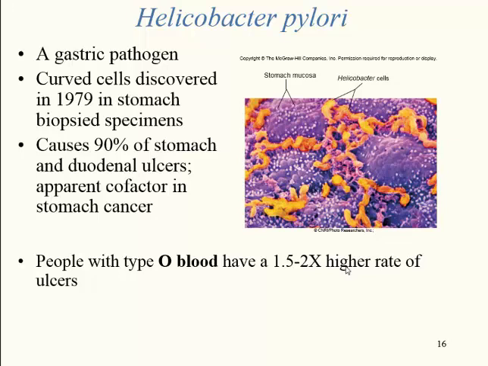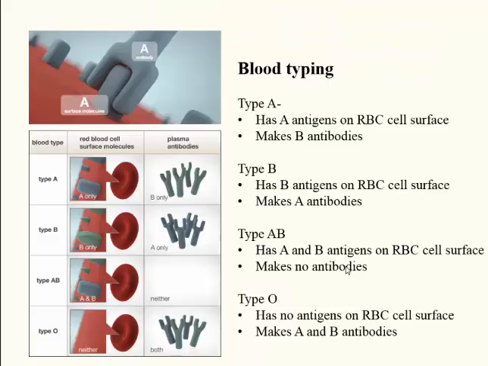And so I want you to reflect on, why do people with type O blood have a higher incidence? To address that, let's take a look at blood typing. When we look at type O blood, the type O blood has absolutely no proteins on their cell surface. Right? So you can see here they have no type A proteins, no type B proteins.